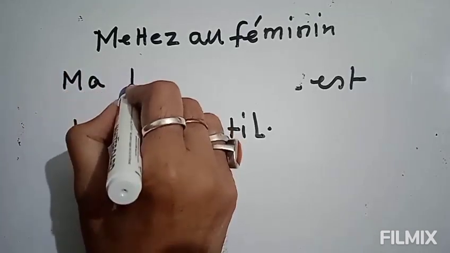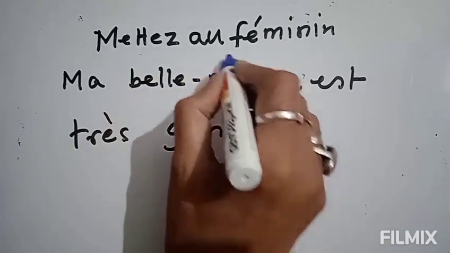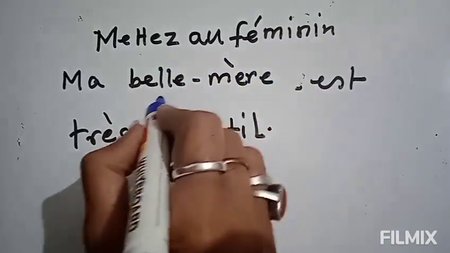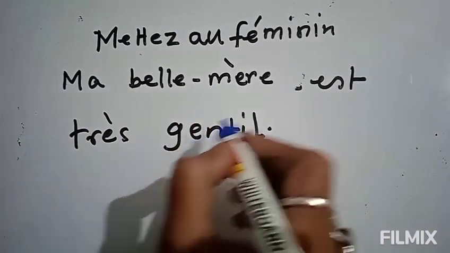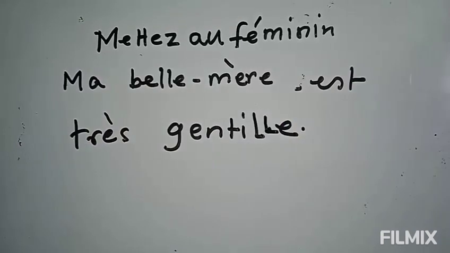Ma belle-mère. Beau-père will be belle-mère. Okay. Ma belle-mère est très gentille. Gentille will be double L-E in case of feminine. Okay. My mother-in-law is very gentle. Is the complete answer. English meaning. The complete answer is ma belle-mère est très gentille. Okay.